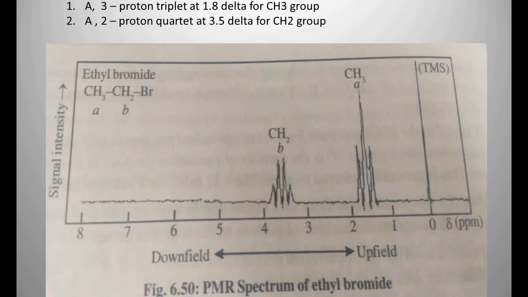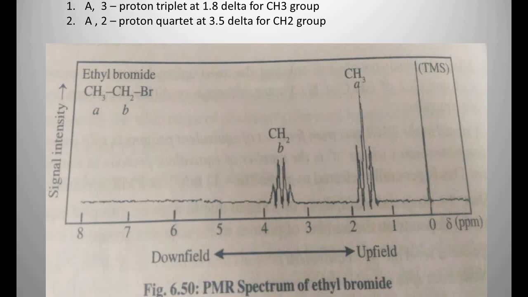Then ethyl bromide has 2 different types of proton, CH3 proton and CH2 proton, marked as A and B. The CH3 proton is about 1.5, simply between 1 and 2 delta from the TMS. The CH3 proton is split into a 3 proton triplet at 1.8 delta due to spin-spin coupling. The neighboring CH2 group can interact with this, so it is split into 3.